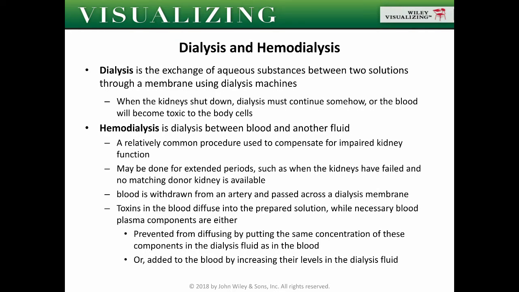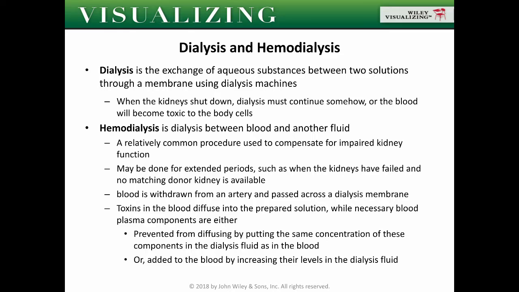That is why, for the cases where the kidney cannot function well, we have therapy such as dialysis and hemodialysis. Dialysis is the exchange of aqueous substances between two solutions through a membrane using dialysis machines. When the kidney is shut down, dialysis must continue somehow, or the blood will become toxic to the body cells. So if we have problems with our kidneys, we still need to be able to filter the blood. That is why we have hemodialysis.